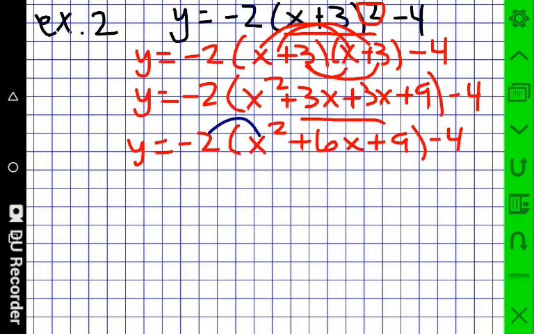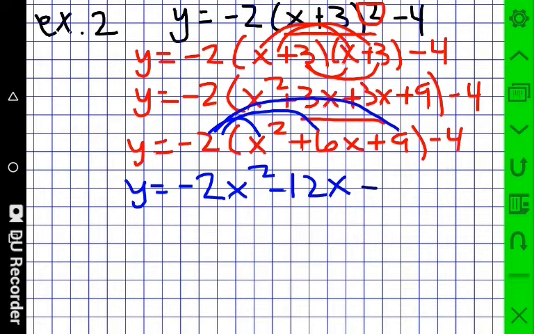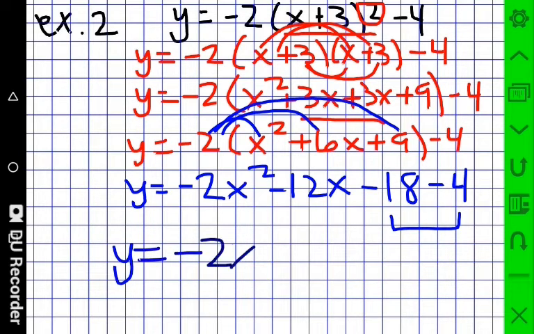Let me change colors here so you could see. y equals negative, let me erase that, -2x squared. Okay, I'm going to go minus 12x, minus 18. And I still have the -4 at the end. Now these are the two of the same family, so I'm going to get y equals -2x squared minus 12x minus 22. And now I'm in standard form.